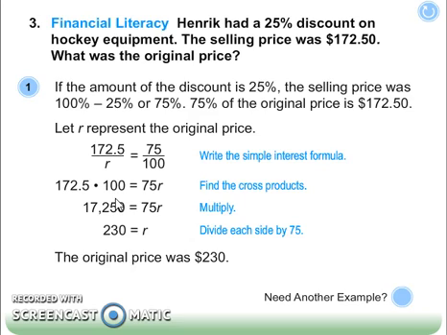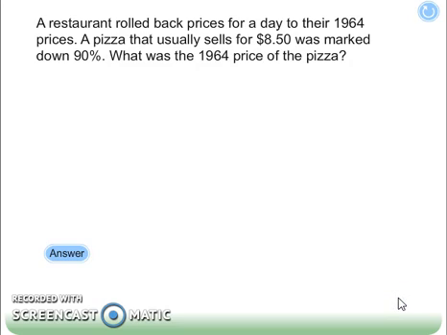Find cross products, multiply to simplify your equation, and then divide both sides by 75 to get $230. So the original price was $230. Now it's your turn. Pause the video and answer this question in the work section of your WSQ. Then restart. We've got one more thing to go over. Okay, your answer should have been 85 cents.